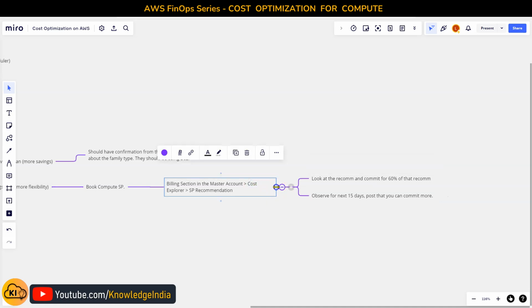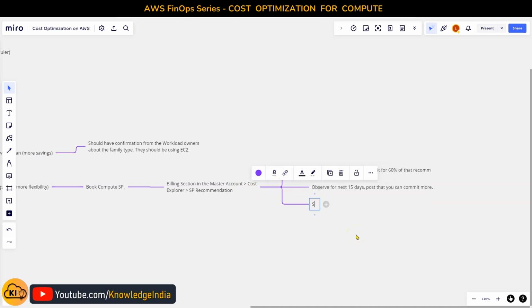So what happens is that AWS also shows you very clearly how much your coverage is, right? How much is your savings plan coverage? So this is an important one. The place where you see the savings plan recommendation, there you will also be able to see the savings plan coverage. Savings plan coverage tells you that in your environment, of all the compute which you are running, how much of it is actually covered by savings plan.